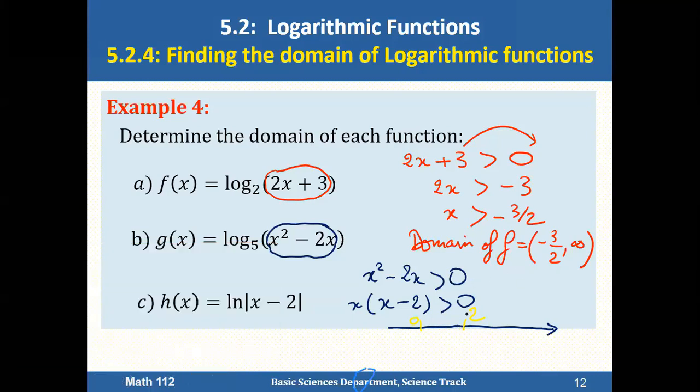Then we take test points. So if x equals 1, what is the sign of x times (x minus 2)? We substitute x with 1: 1 times (1 minus 2) equals minus 1, so it is negative. So here, what is the sign? It's negative, a minus sign. Then we take a point here, for example x equals 3.